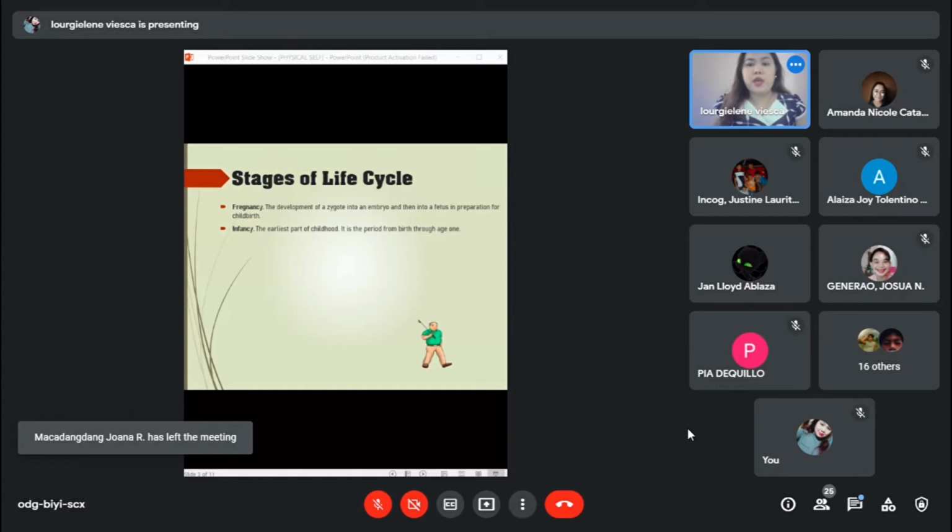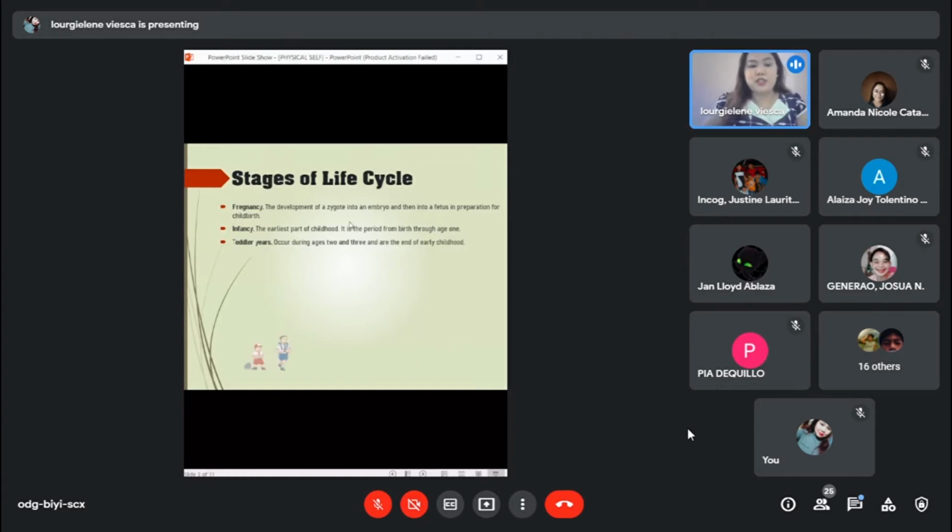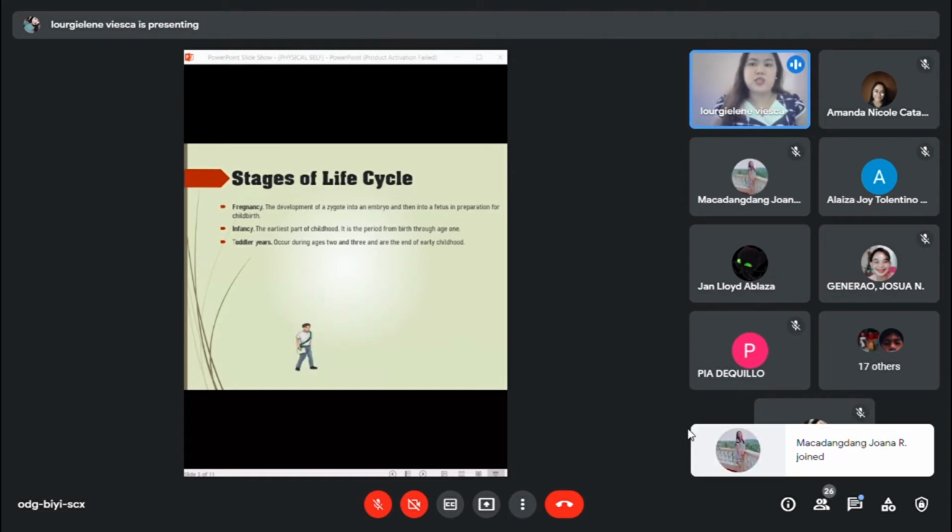Then next, we have the toddler years. The toddler years occur during ages 2 and 3, which is the end of early childhood. During the toddler years, children tend to gain about 3 to 5 pounds and grow 5 inches between ages 1 and 2. This rapid growth tends to slow between ages 2 and 5. A child will develop increasing strength and coordination. This is in connection with simple motor skills and body movements.